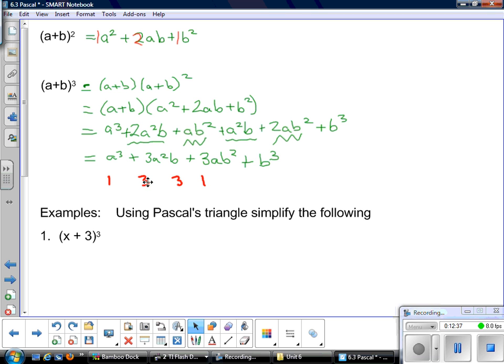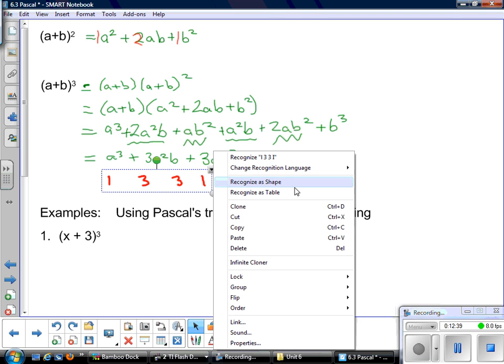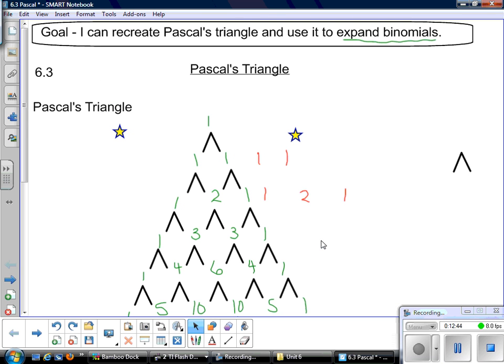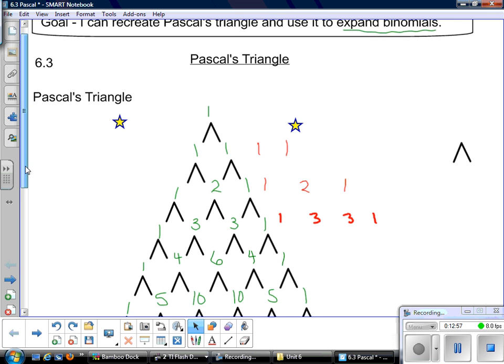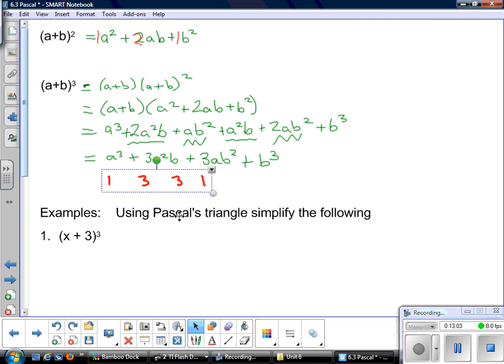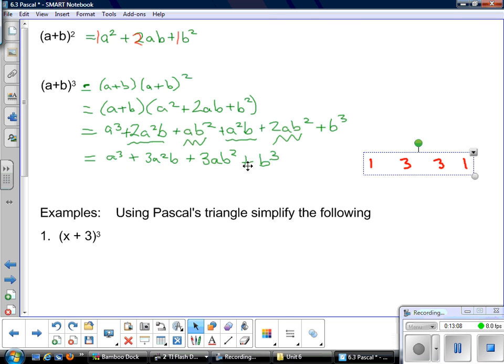And if we look at Pascal's triangle, let's copy that one, go back over here and paste it, you can see there it is right there, 1, 3, 3, 1. So Pascal's triangle is giving me the coefficients. Now, how do I figure out what's cubed, what's squared? Well, that's the next thing we'll look at. So you can see that it works for the coefficients.